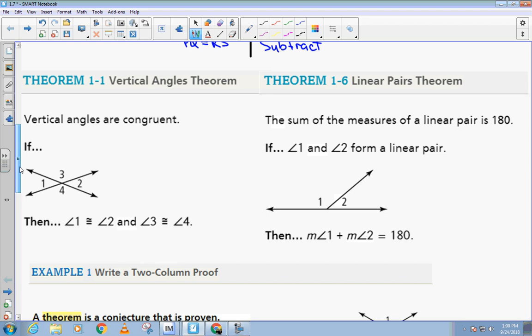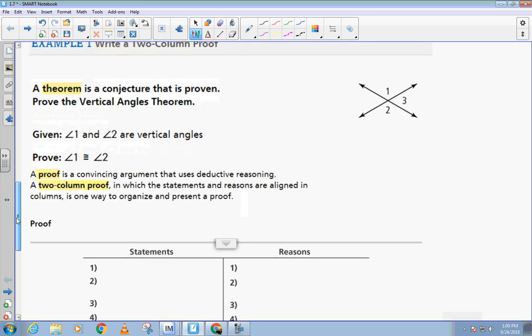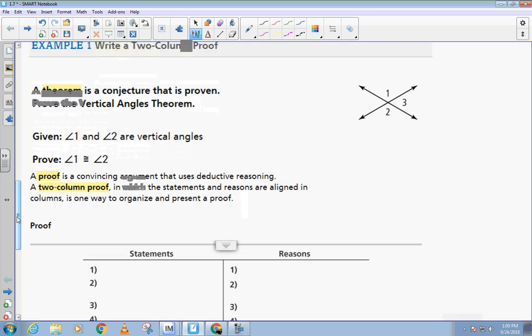Okay? Alright. Now, like I said, a theorem is something that's proven true. So what I'm going to do is prove to you the vertical angles theorem. Now, I won't make you prove every theorem that we learn, but I want you to see how a theorem is derived. If there was some mathematician one day that was looking at something and said, hey, I can see that these vertical angles are congruent, but before we can accept his information as fact, he has to be able to prove it to us. Okay? So I'm going to show you how you go about doing this.